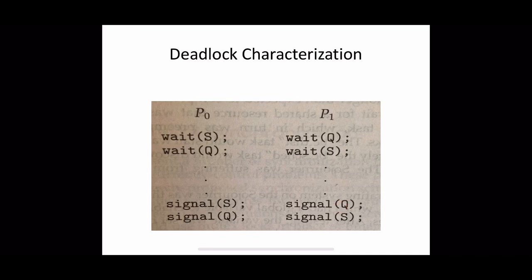Like that, P1 now requests S, but it is with P0. So P1 will get S only when the signal of S is executed by P0. So signal is the event for which these 2 different processes are waiting. What happens here is both P0 and P1 wait indefinitely, so neither is able to proceed. This is an example of a deadlock situation.